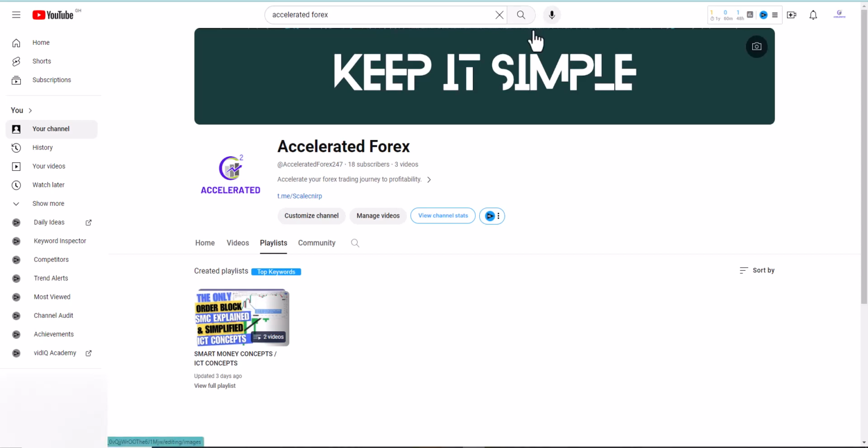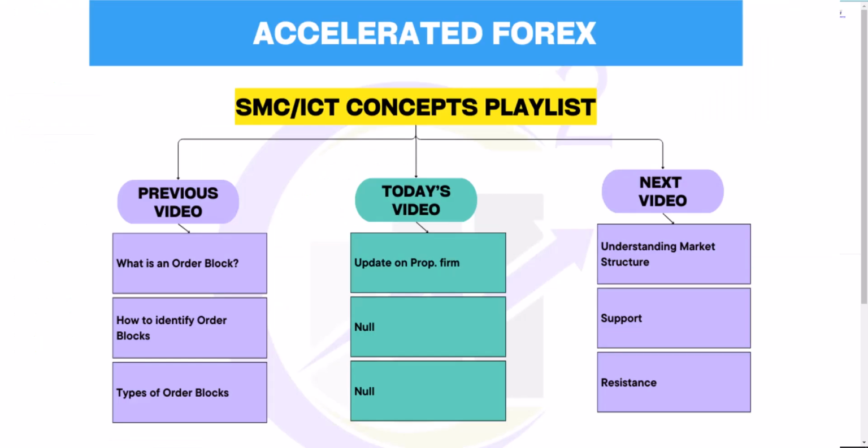In our previous video, we spoke about order blocks, the different types and how to identify them. We also learned about the significance of knowing order blocks. In that video, I promised that the next video will be on understanding market structure, learning about support and resistance, and also learning about market structure shifts and change of character.